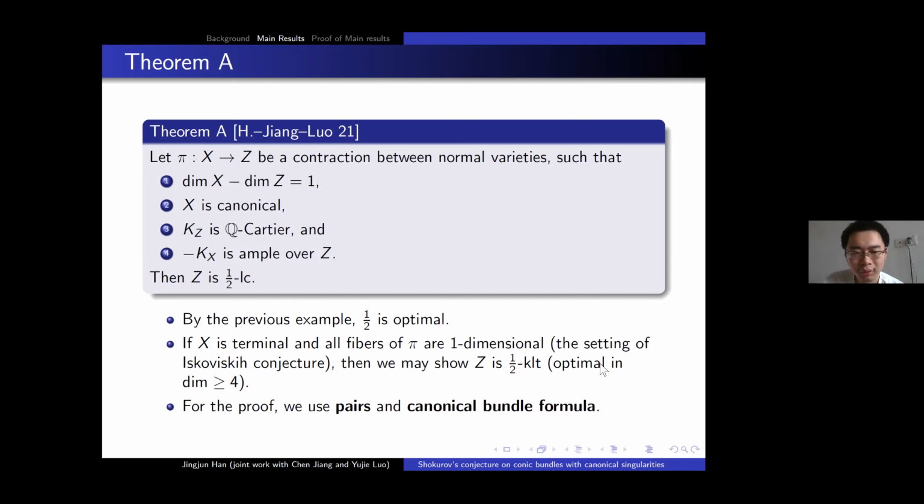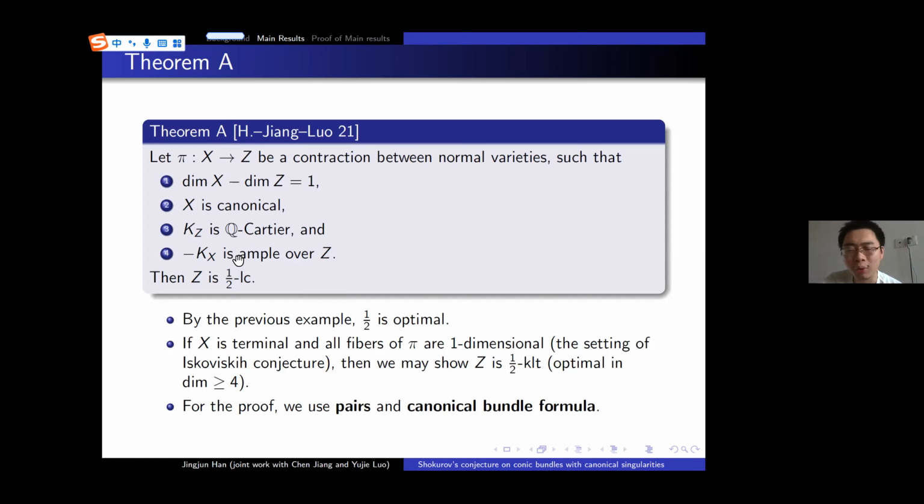And so for the proof of theorem A, we use pairs and the so-called canonical bundle formula. The canonical bundle formula plays an important role in our proof. In order to use the canonical bundle formula, it is very natural to introduce pairs in the proof of this theorem, because we need to construct a relative lc-trivial pair, and we need to apply the canonical bundle formula. So here, for the condition minus K_X is ample over Z, we can construct a relative pair and it does not increase the singularity of X.